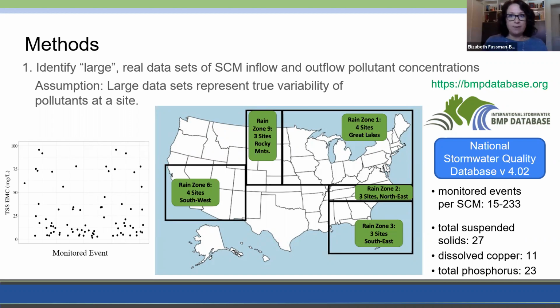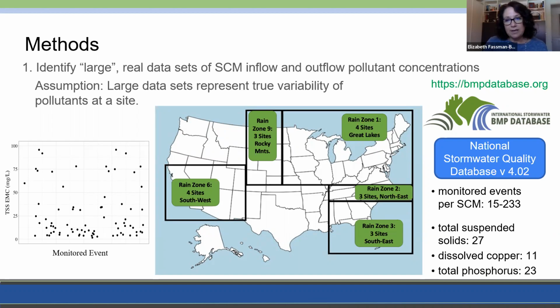Everybody always cares about sediment. Dissolved copper is our representative heavy metal. When we looked at dissolved versus total, the dissolved form is the form that really causes problems with aquatic toxicity. And for total phosphorus, with the Chesapeake Bay, of course we're looking at phosphorus. The data in the BMP database is organized according to US EPA rain zones. We thought that climate might be an important factor to consider.